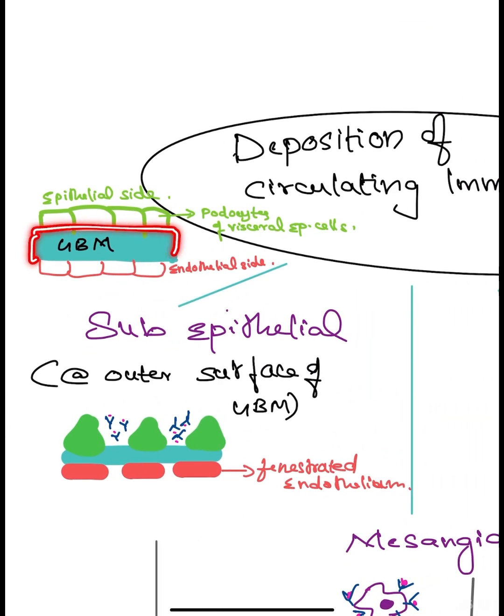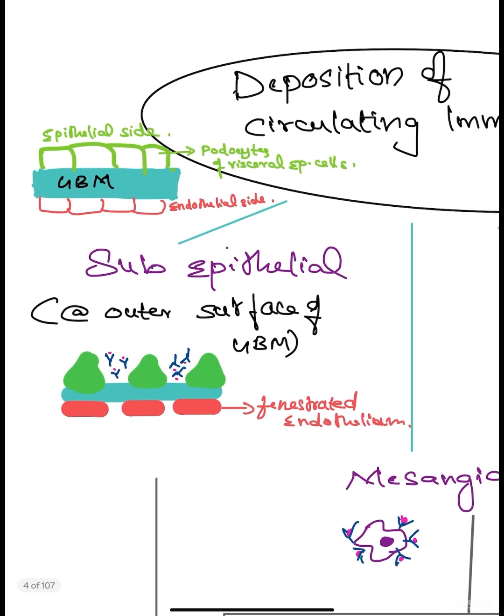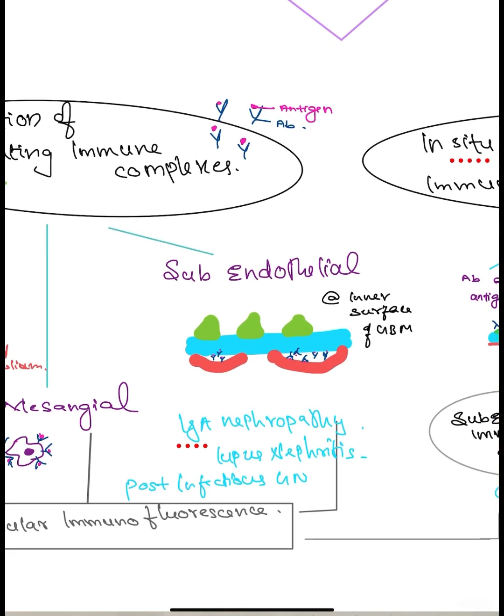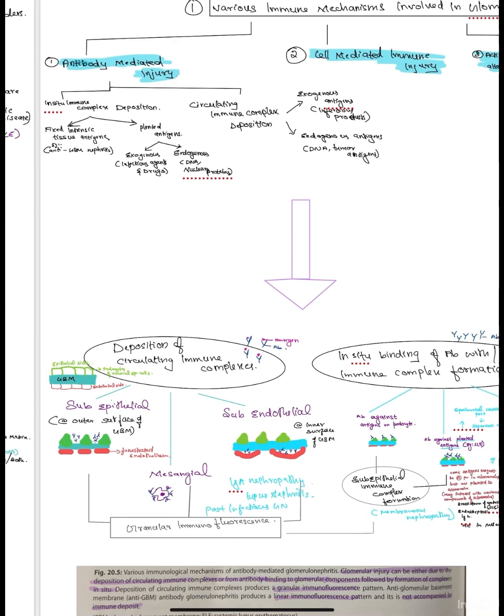So this is the glomerular basement membrane. This is the epithelium and the epithelial surface. These are the podocytes, or visceral epithelial cells, and this is the endothelial surface. The immune complexes, subepithelial deposits, get deposited here outside the surface of the glomerular basement membrane, or in the mesangium, or on the inner surface of the glomerular basement membrane. These are the immune complexes.